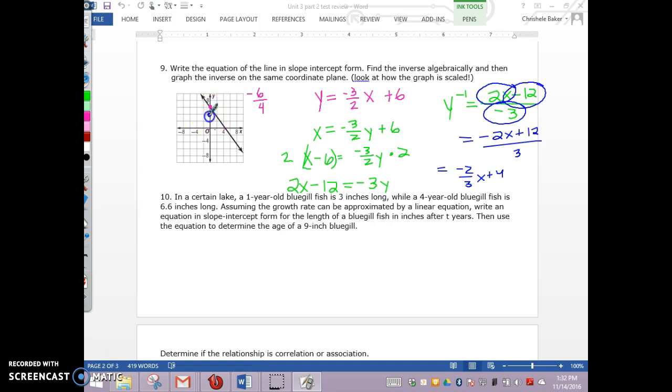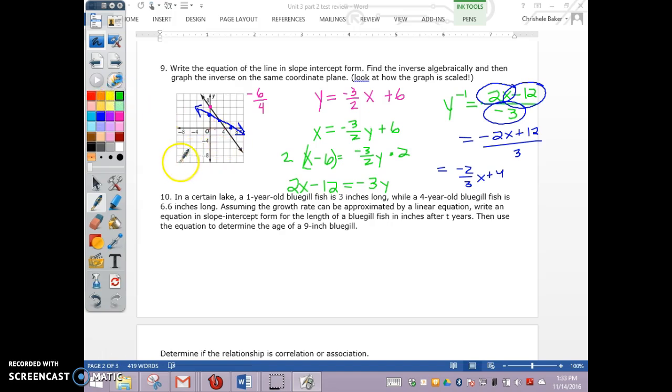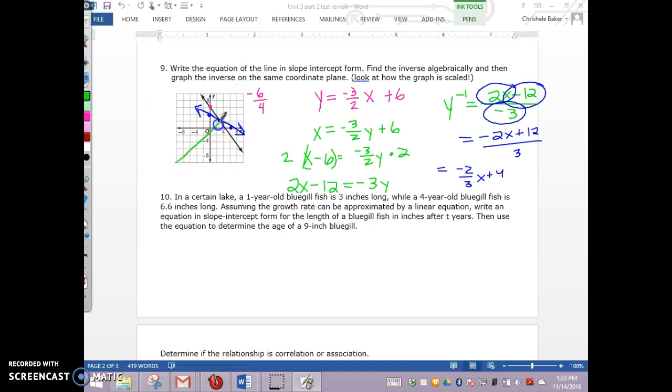So I'm going to go up to 4, and I'm going to go down 2, remember how it's scaled, over 3. Down 2 over 3. So I see that my graph crosses. Does it cross at a right angle? Absolutely not. It's not perpendicular. But they do cross right at this line, y equals x, that goes through the origin. Always, always, always are they going to cross along this line.